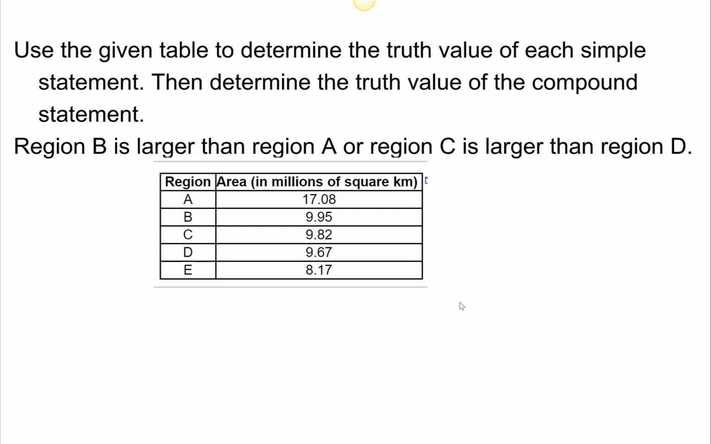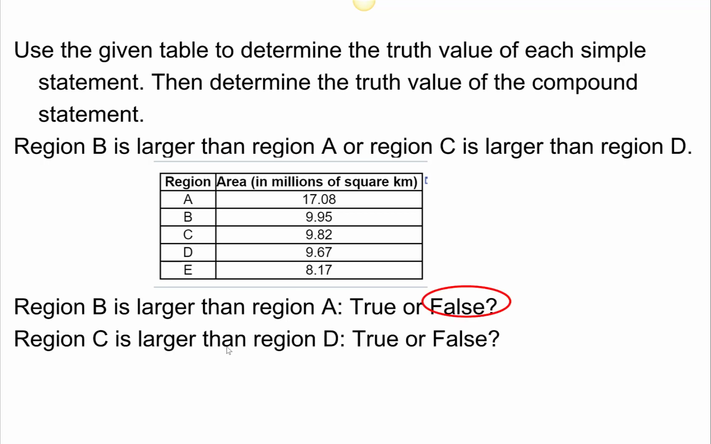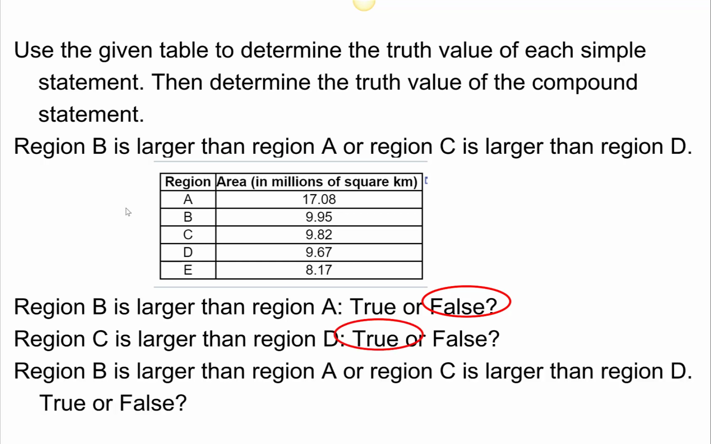Use the given table to determine the truth value of each simple statement and then determine the truth value of the compound statement. Region B is larger than region A, or region C is larger than region D. Region B is larger than region A, true or false? That's false, looking on the table. Region C is larger than region D, true or false? That one's true. And now our compound statement, region B is larger than region A, or region C is larger than region D, so we actually have a false or a true, so the compound statement is true.